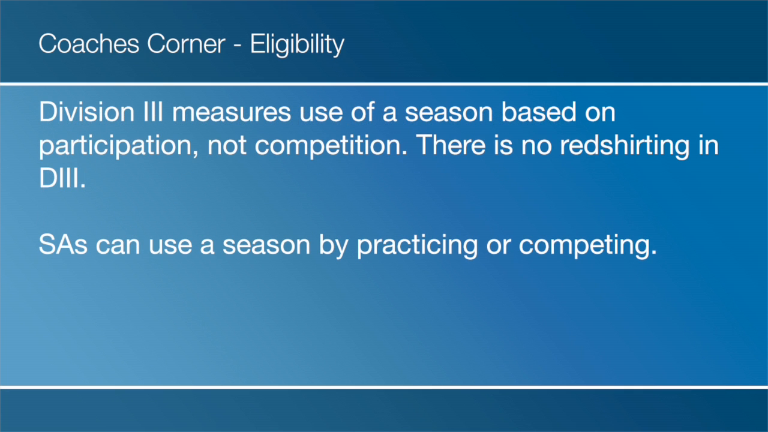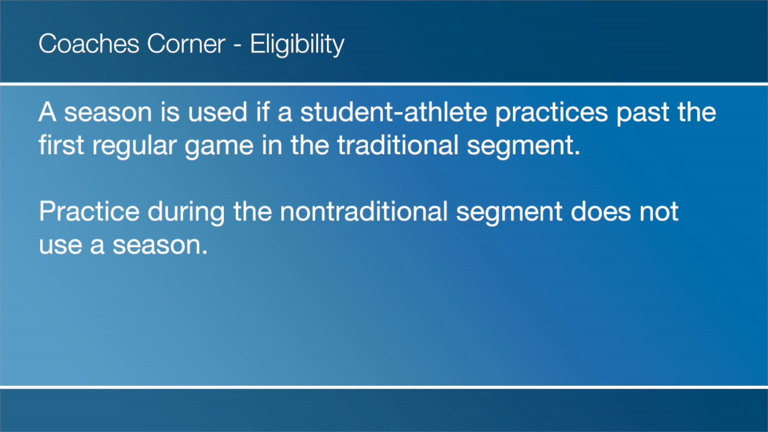Using a season in Division III is different than in Division I or Division II. Division I and Division II measure the use of a season by whether the student athlete competes. In Division III, we measure by participation. The intent was to eliminate redshirting within Division III, so there are 2 ways to use a season of eligibility in Division III: practicing and competing. Let's break those down a little further.